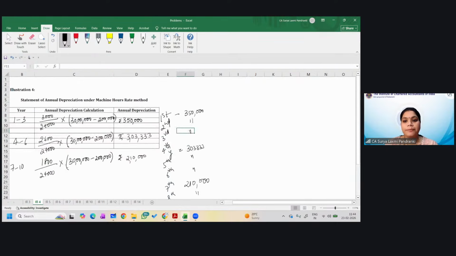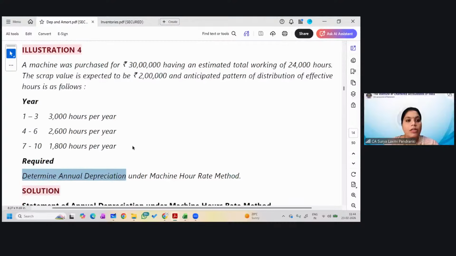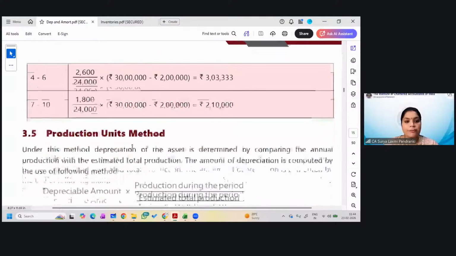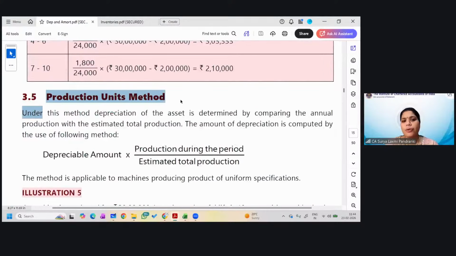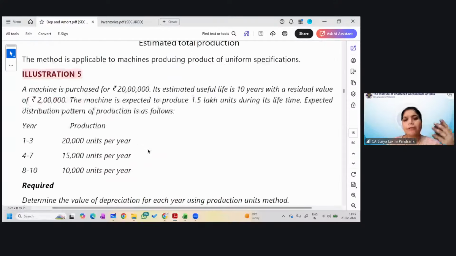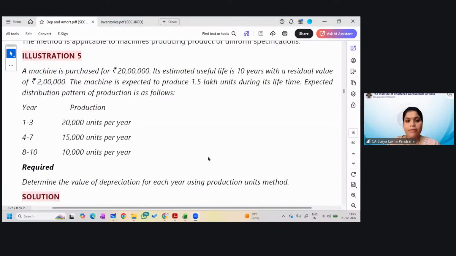I'll move on. Okay. So this question, illustration 4, is done. The next one is production units. This also is almost the same. The only difference between this question and the previous question is the units produced.